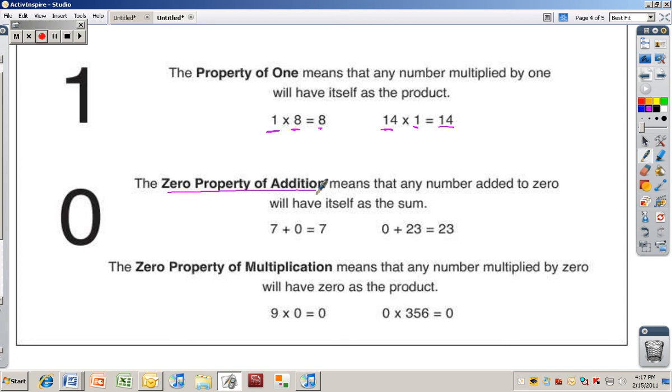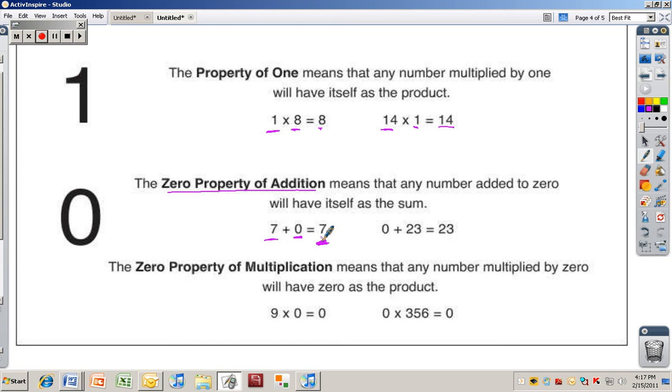The 0 property of addition says when you add 0 to any number, the answer or the sum is always itself. 7 plus 0 is 7. 0 plus 23 is 23. 3 million plus 0 is 3 million. Doesn't matter, when you're adding 0, you get the same number that you started with.